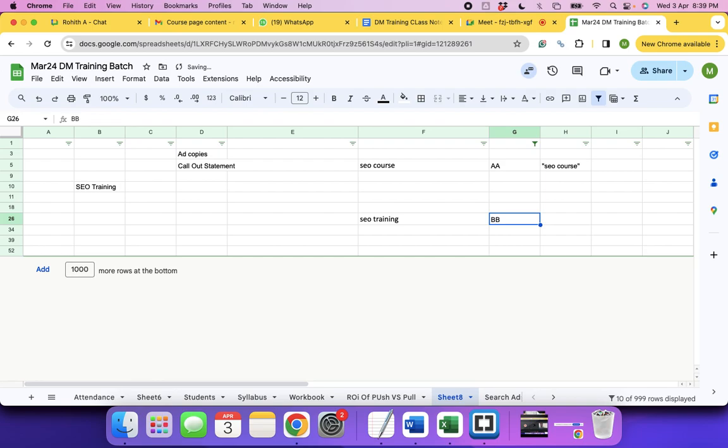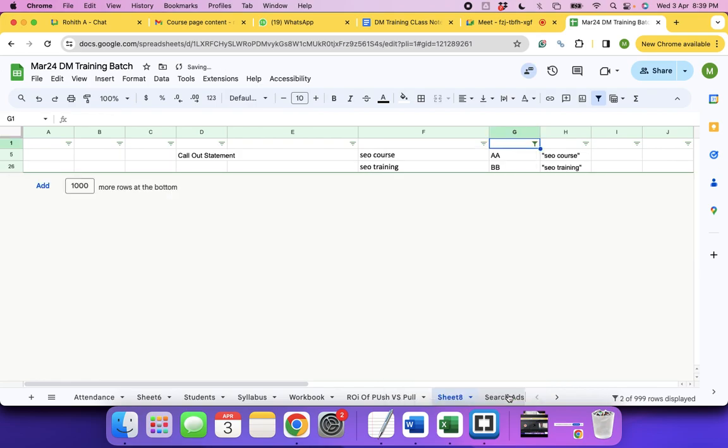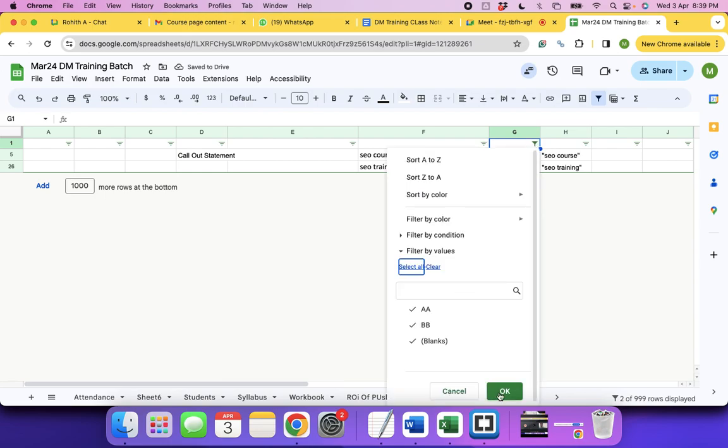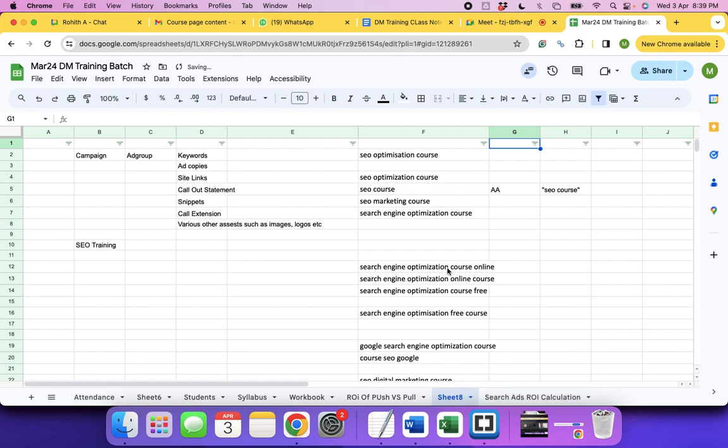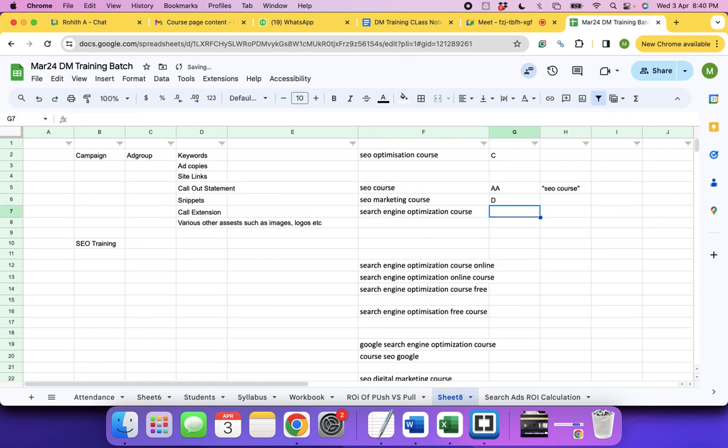Okay, so now SEO training can trigger all of these keywords also, correct? So I'll just pick this keyword. Okay, then remove this filter. What else? Yeah, there are so many other keywords. SEO optimization course, C. This is also the same duplicate, I'll just delete it. SEO marketing course.